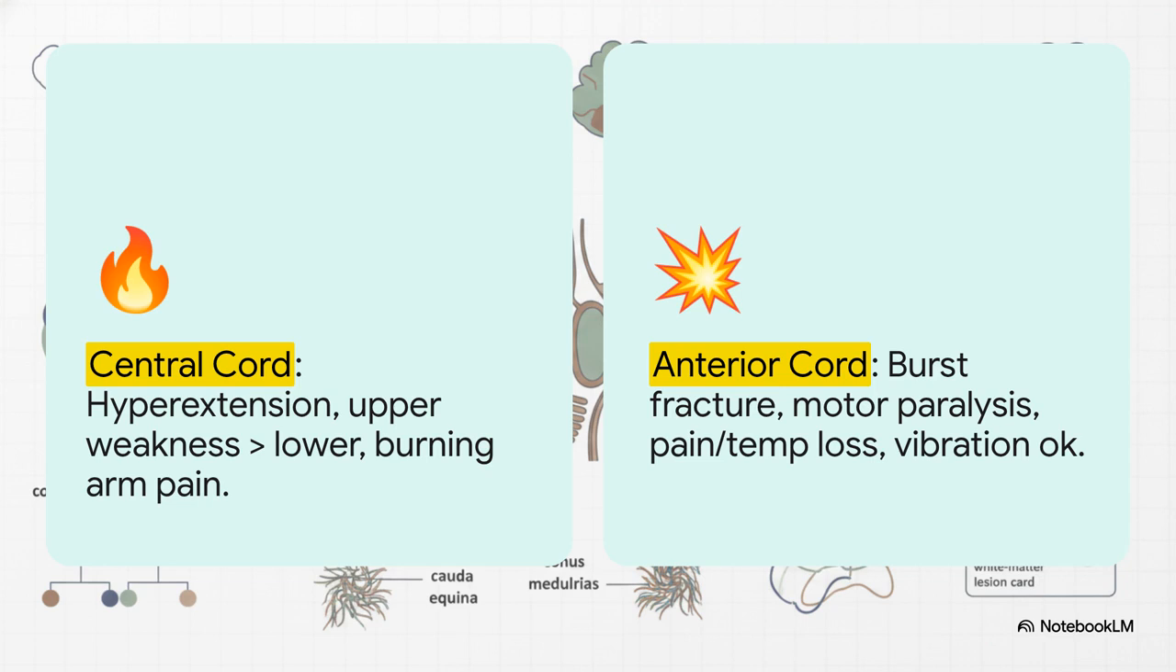But here's the catch. The dorsal columns are in the back of the cord, so they're totally spared. That means vibration and position sense are remarkably preserved.